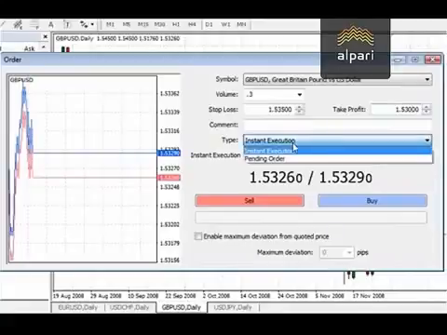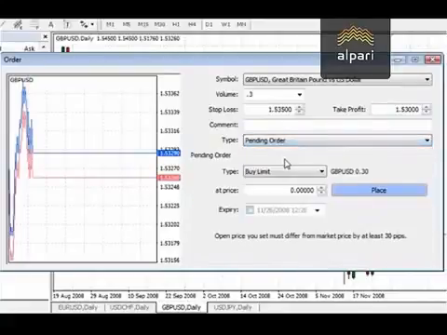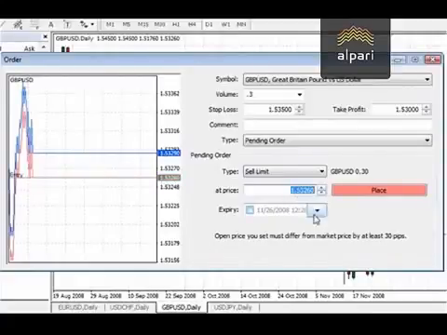However, I can adjust this, so I can turn this into a pending order where it will ask me, well, what do you want to do? Do you want a sell limit? So, for example, I'm going to sell the pound dollar in our case study here. Where do I want to sell this position? So if I click my down arrow, I've got my entry price now graphed there.